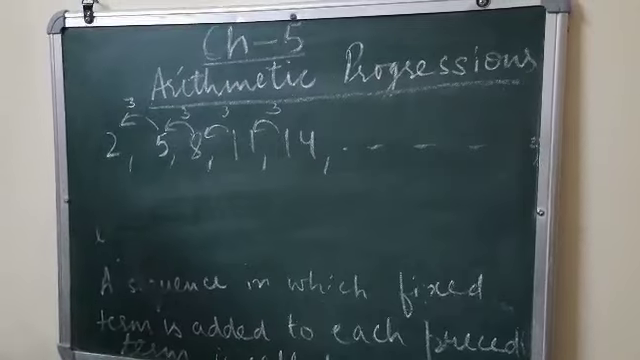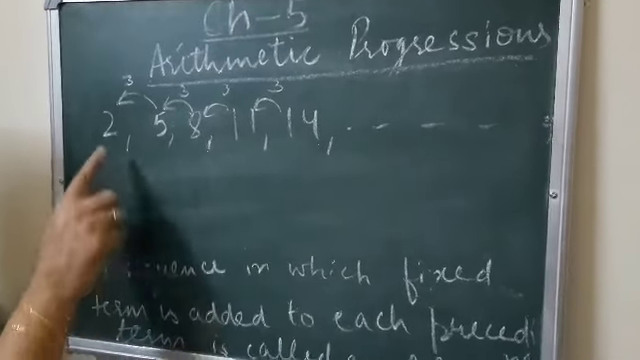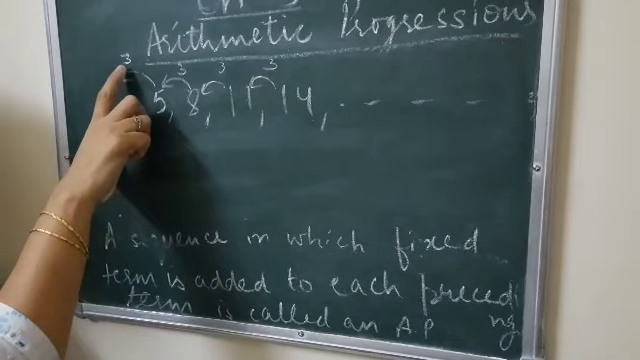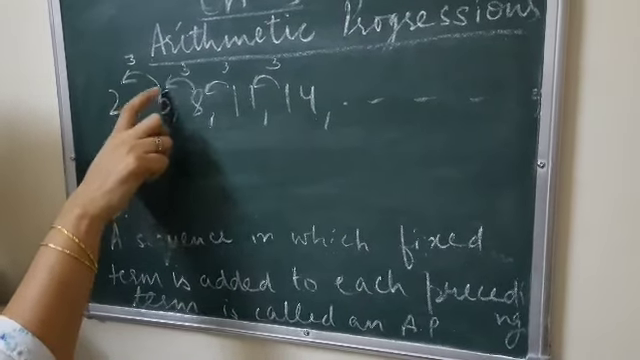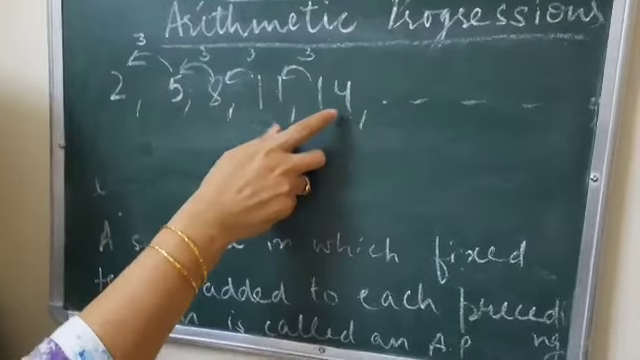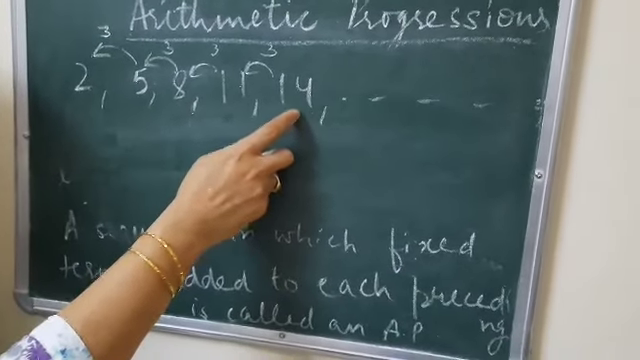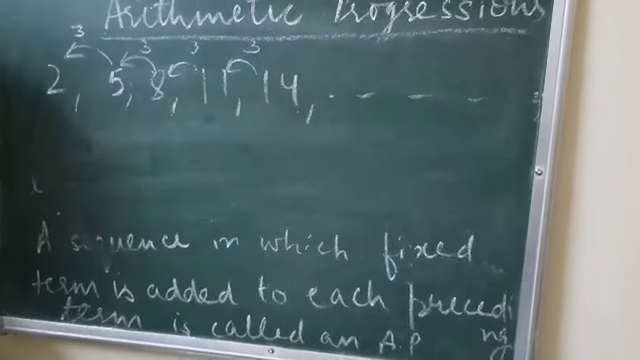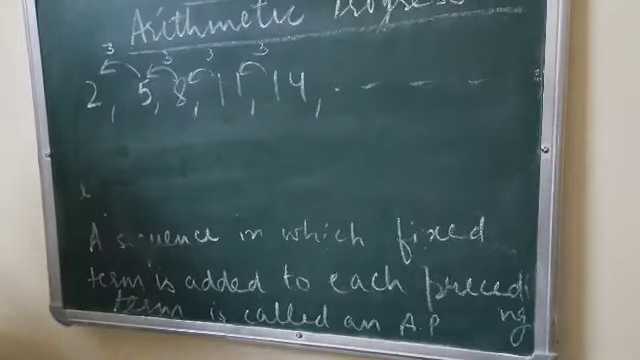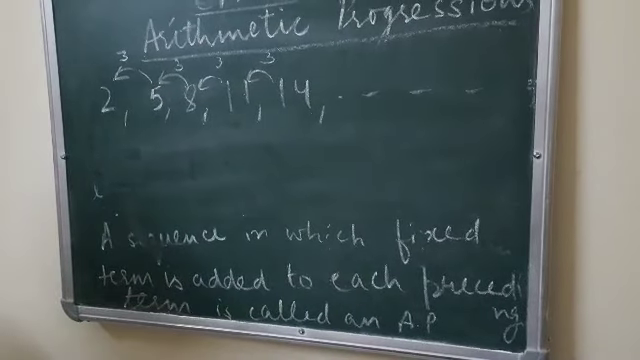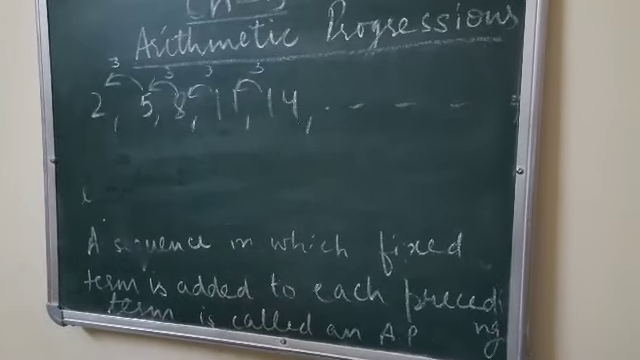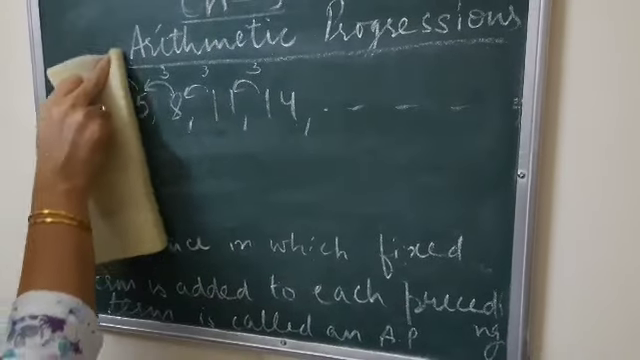same. In other words, the second definition which I have given: if the first term is 2, and I add the fixed term, that is 3, to it, I get 5. If I add 3 to it, I get 8. Add 3 again, I get 11. Then adding 3, I get 14. So whatever sequence is obtained after adding a fixed term to the preceding term, you get an AP. So is the AP clear? AP means that whenever the difference between two consecutive terms is the same, it becomes an AP.